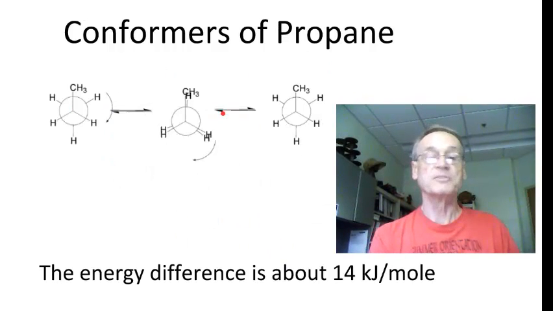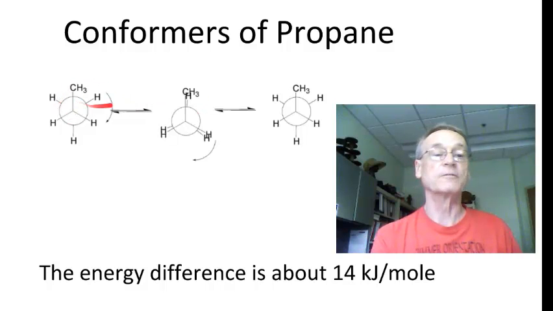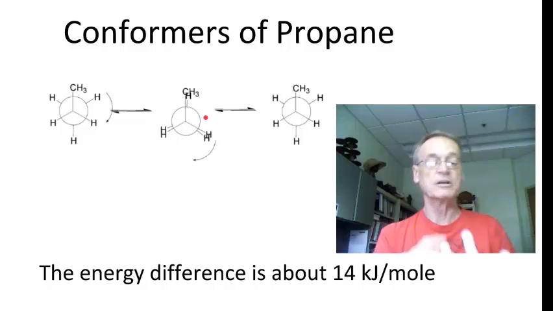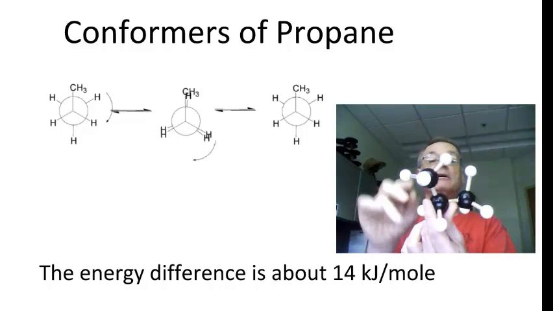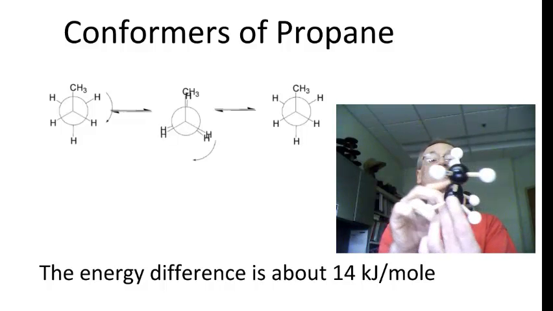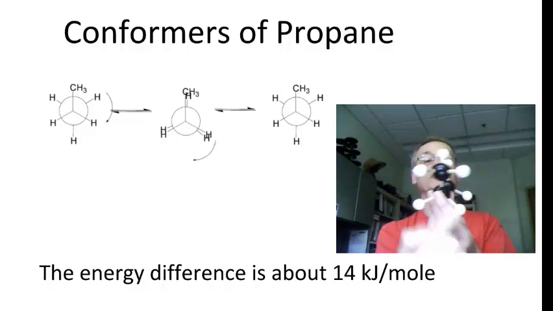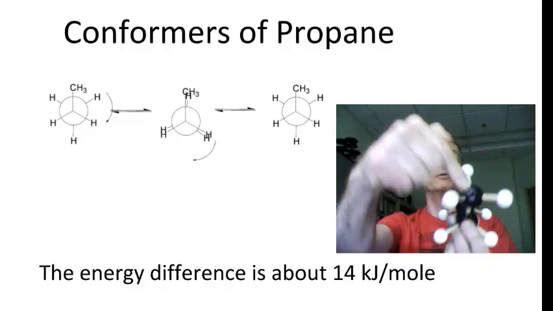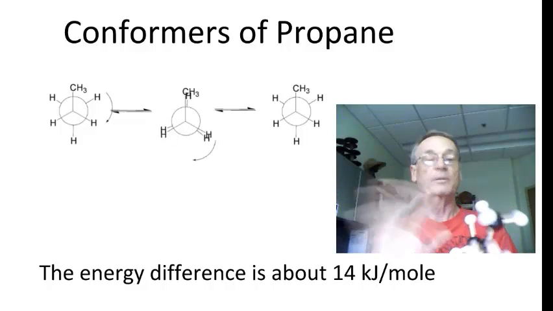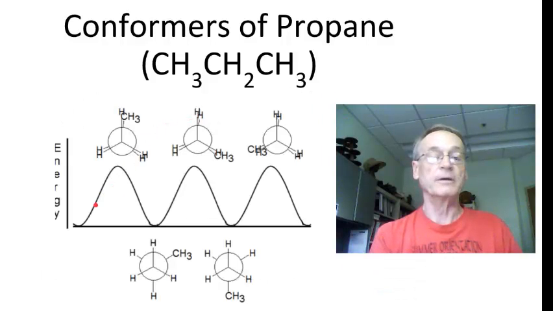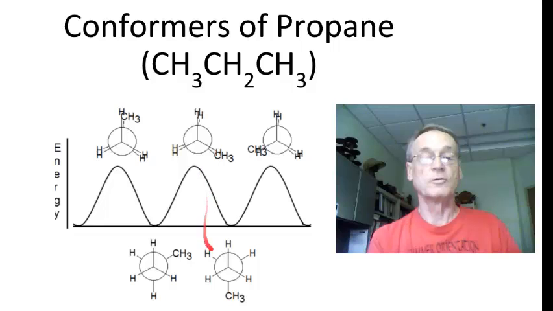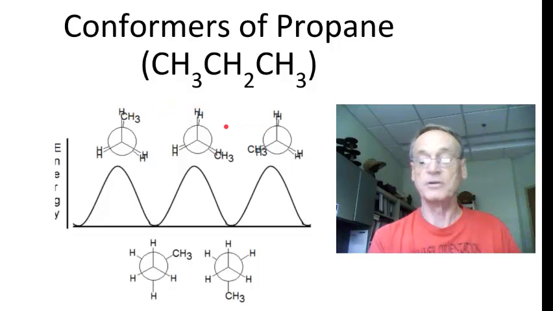The energy difference in propane is about 14 kilojoules per mole between a staggered form and an eclipsed form. A little bit higher in energy than the difference between ethane conformations, because notice that as we approach the eclipsed form, not only are we eclipsing hydrogens with each other, but we're eclipsing a hydrogen with a methyl group, and that's a little bit more repulsive, and so therefore a little bit higher in energy. So as we continue on around, we go from a staggered form to an eclipsed form, to another staggered form, and so on, but all the staggereds are the same as each other, and all the eclipses are the same as each other.